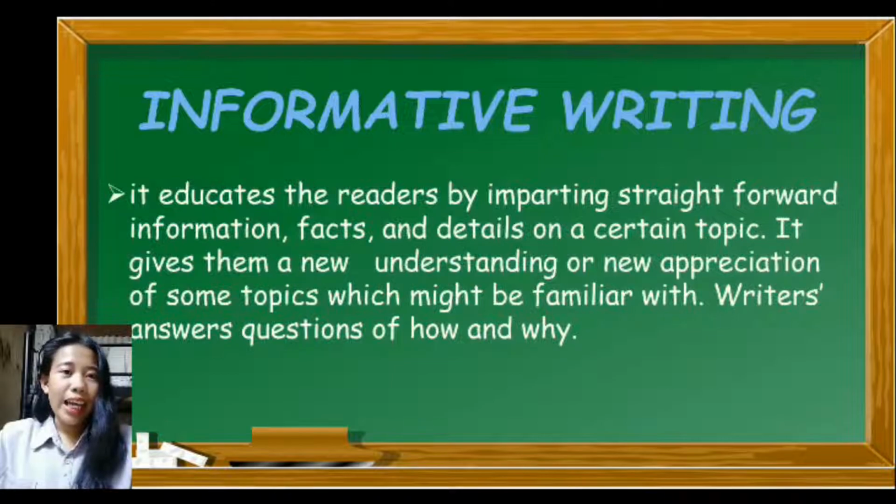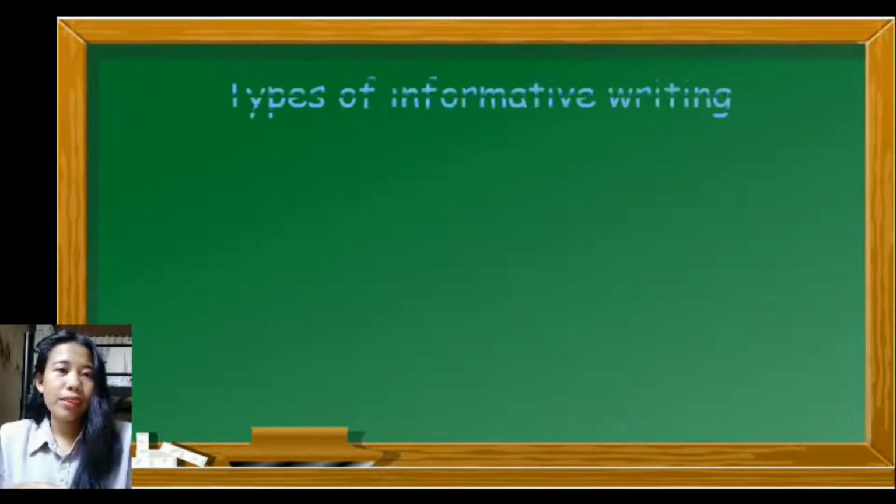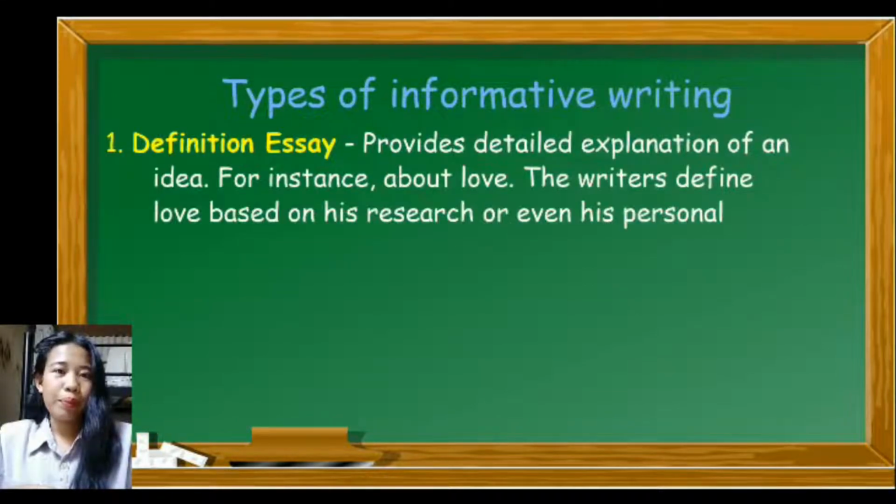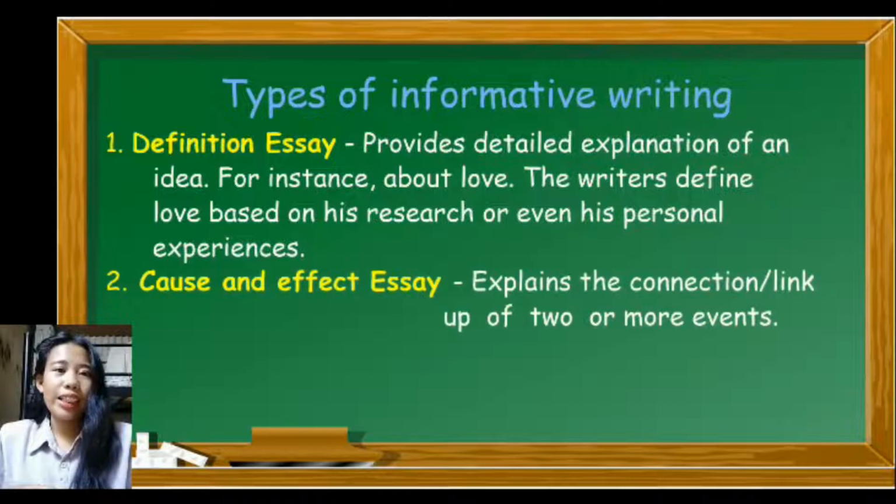Informative writing educates the readers by imparting straightforward information, facts, and details on a certain topic. It gives them a new understanding or new appreciation of some topics which they might be familiar with. Writers answer questions of how and why. And here are the types of informative writing. Number 1 is the definition essay.